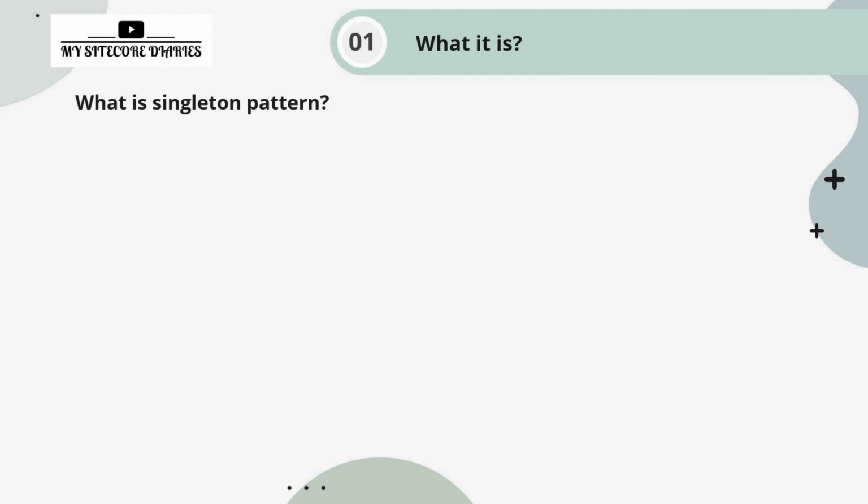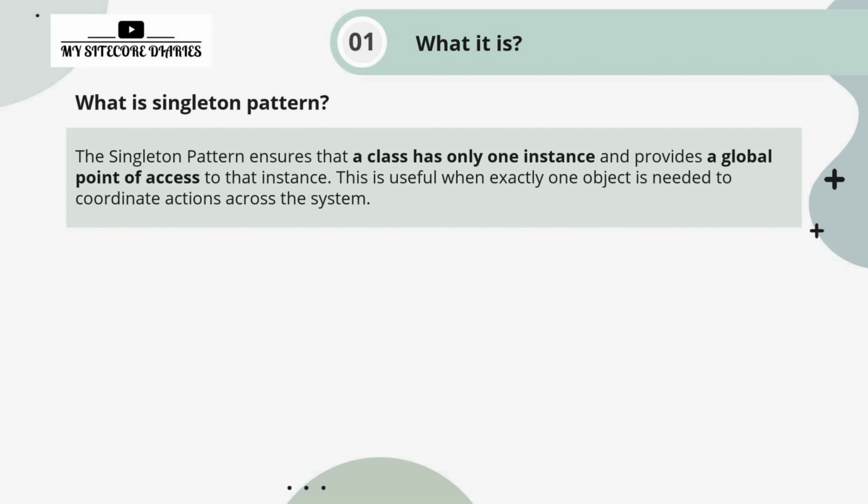What is the singleton pattern? The singleton pattern ensures that a class has only one instance and provides a global point of access to that instance. This is useful when exactly one object is needed to coordinate actions across the system. So the singleton pattern is basically a class with a single instance. We create one class and it has only one instance. So one instance only serves the different classes.